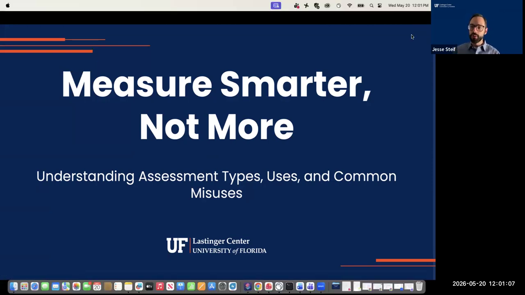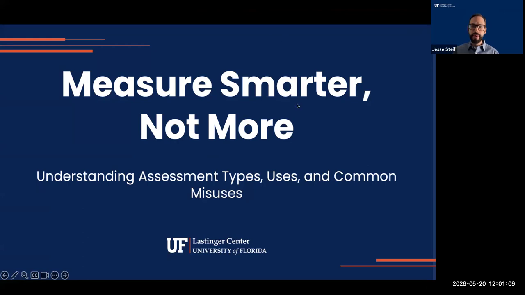Whoops, Measure Smarter, Not More: understanding assessment types, uses, and common misuses. My name is Jesse Steif.